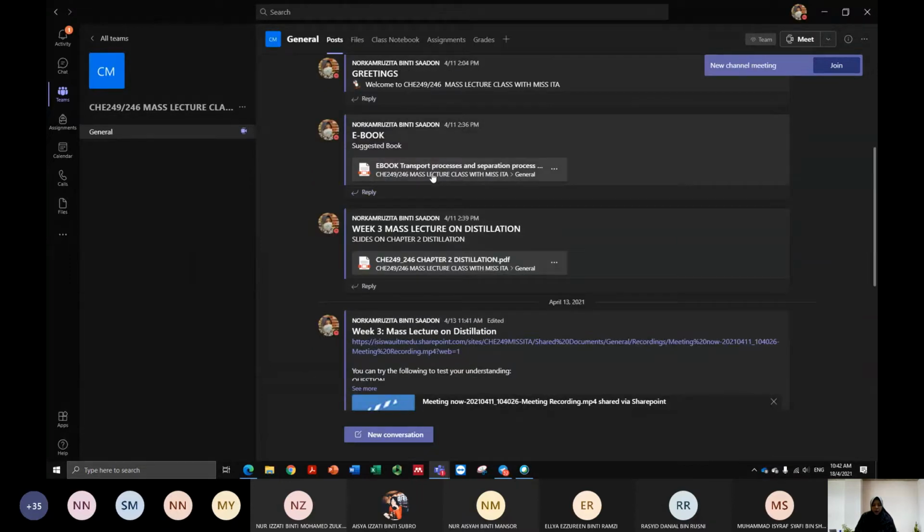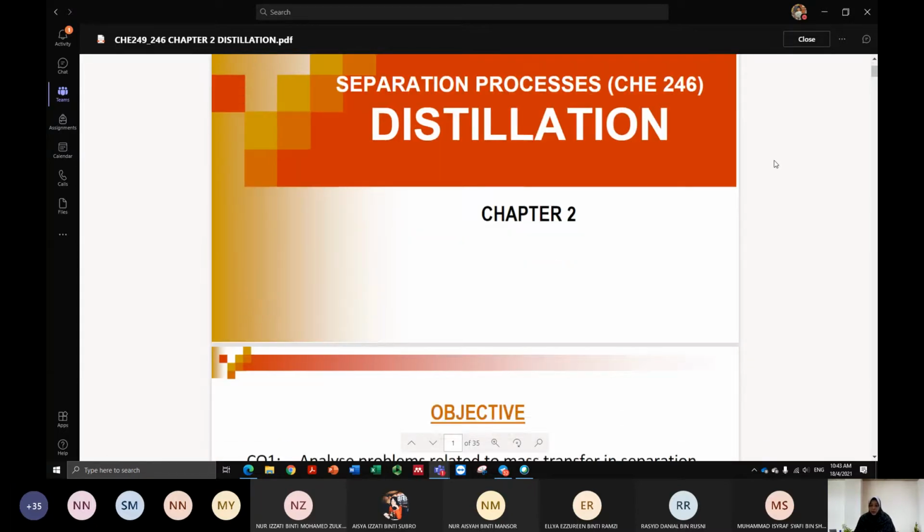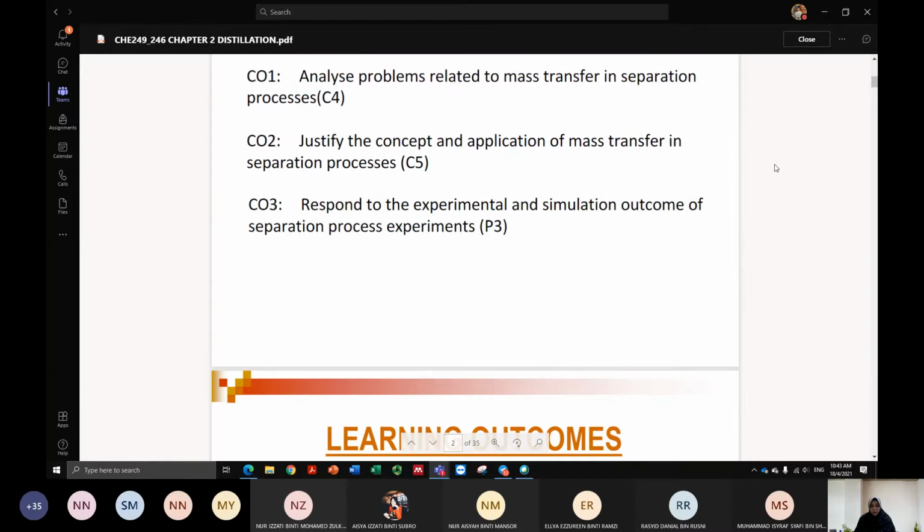So the lecture is still in chapter 2. You can read the textbook, the ebook I've given to you. Actually, you have to buy this book. During the normal semester, you need to buy the book. That is the suggested reference book because the syllabus is built on that particular book.